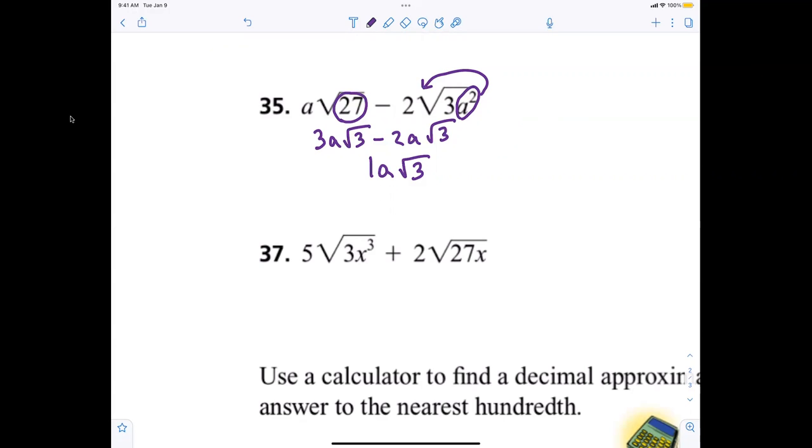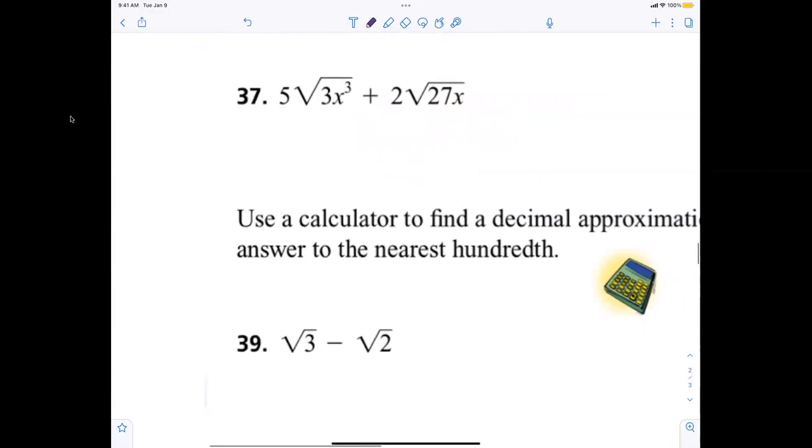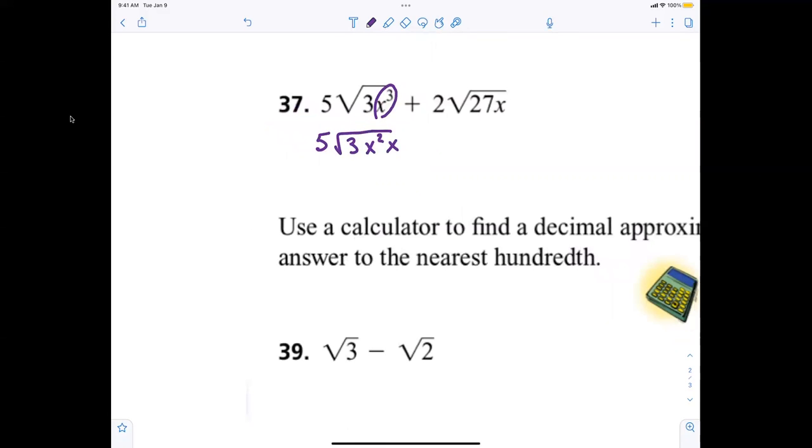Okay, now we're looking at 37. It's an odd exponent. So those of you who remember from yesterday, what do I do with the odd exponent? Yes, you separate it. Thank you for listening. So that becomes x squared times x. Everybody okay with that? Now, the square root of x squared is what? So I pull that out and it becomes what? 5x radical 3x. Everybody good with that?